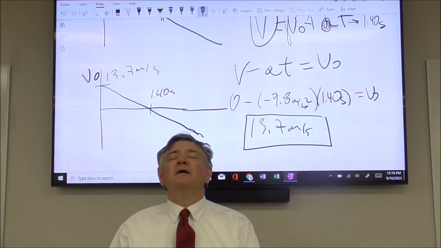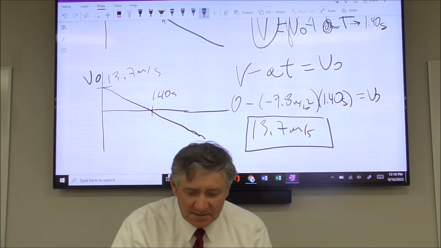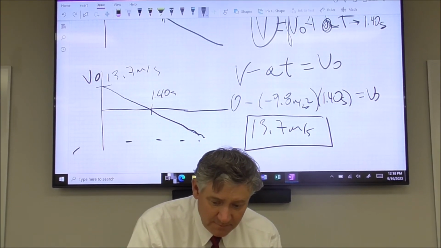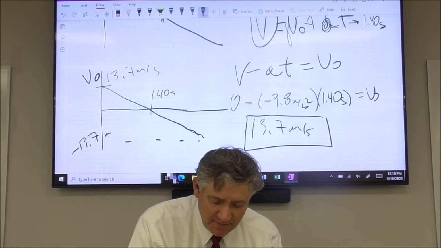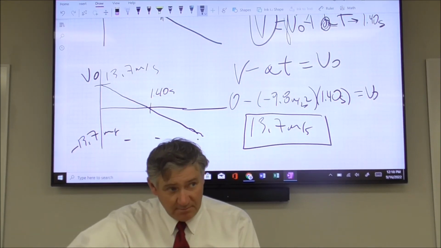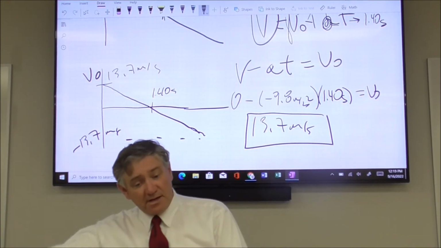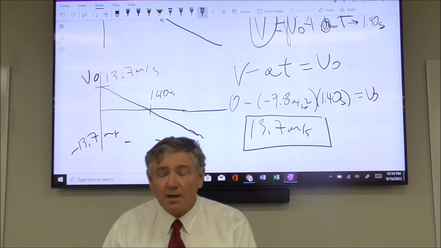Negative 13.7. This thing is symmetrical, right? So when it lands, the velocity is going to be negative 13.7 meters per second, okay? Because this thing is symmetrical. It's going to go from 13.7 to 0, then it's going to go from 0 back to negative 13.7.